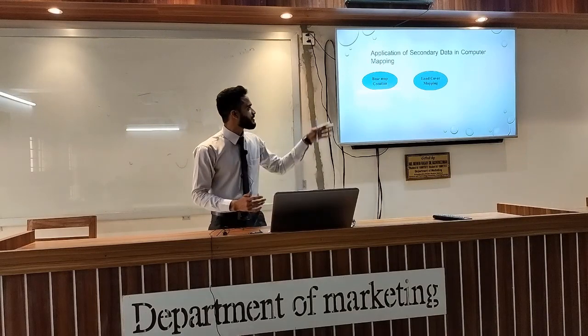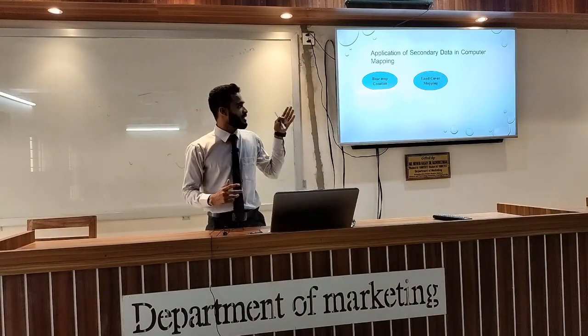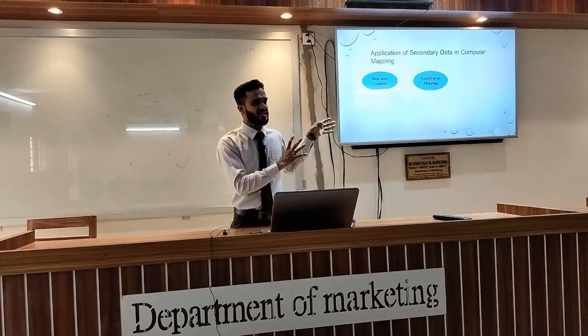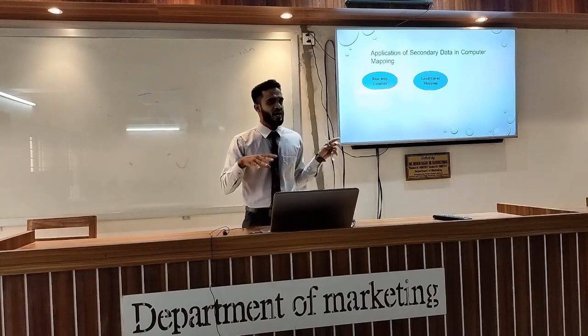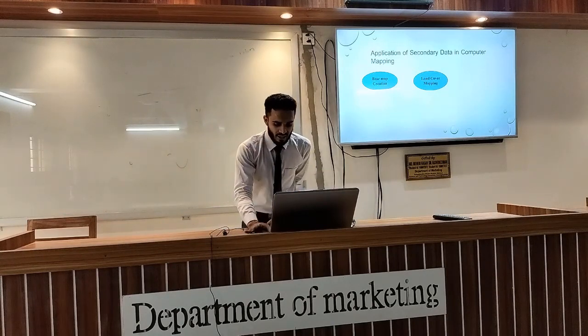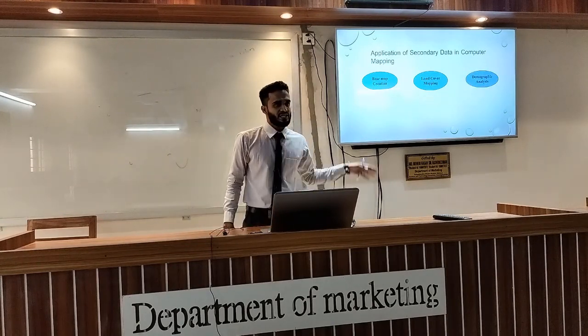The second is land cover mapping. Land cover mapping is a very important factor. The secondary data sources for land cover mapping are aerial photography, images and satellite systems.